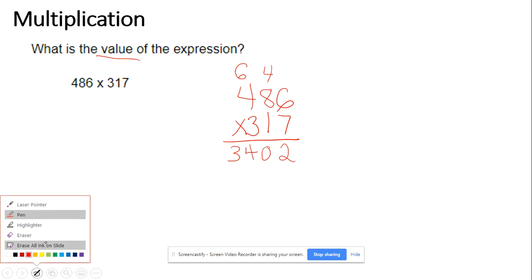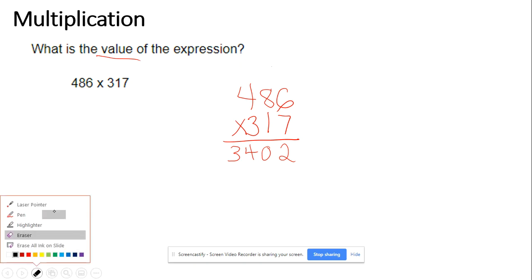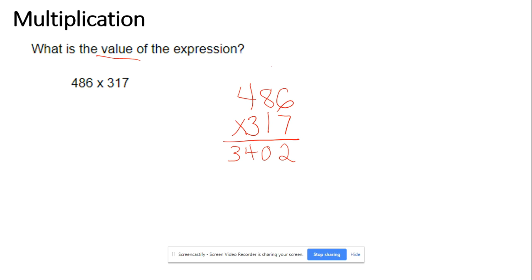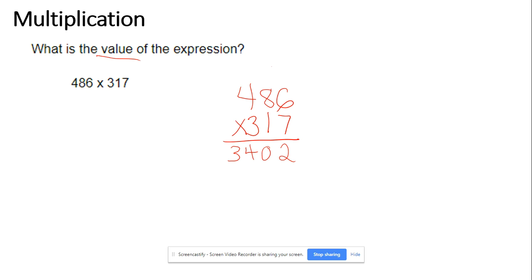I'm actually going to erase the 4 and the 6 because we've already added them in. We don't need them. You don't have to erase. You can just cross out if you want to. So before we move on to multiplying by this 1 in the tens place, we need to remember that since the 1 is in the tens place, we need to put a 0 in the ones place. That way our answer starts in the tens place.